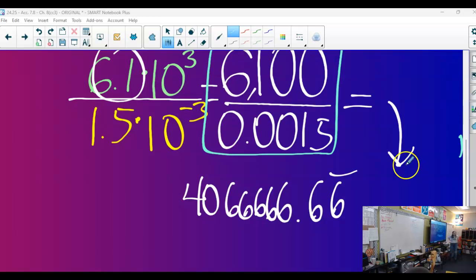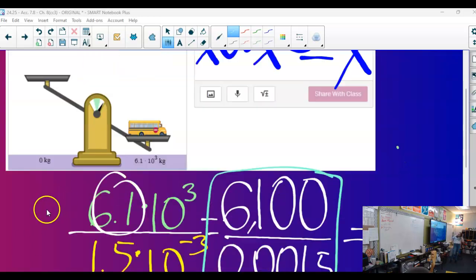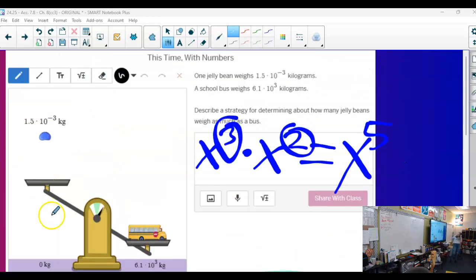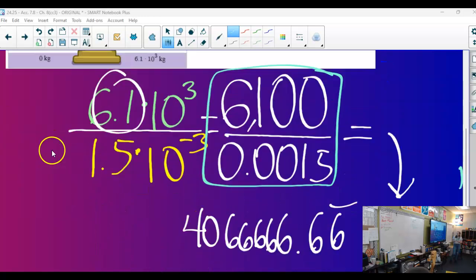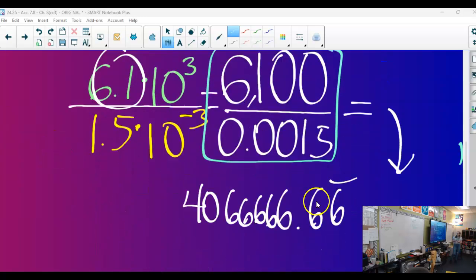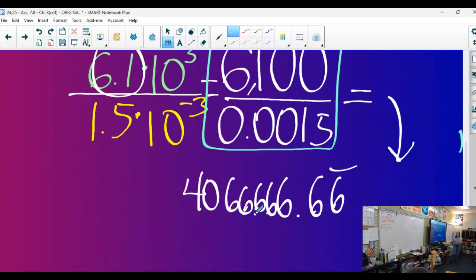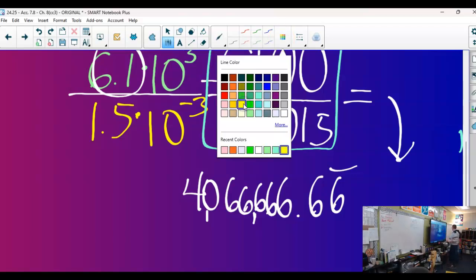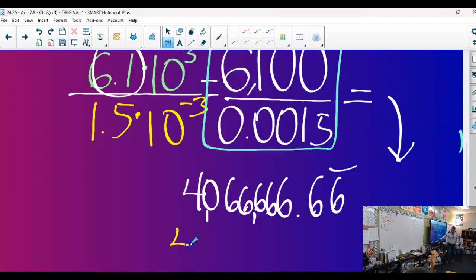Hold up, I got them all synced to us. So this slide that you're looking at now, we take the bus mass divided by the jelly bean mass, right? If we do the correct math, we get about 4 million. I'm going to keep at least one of those 6s. I want to make sure we're comfortable writing this.